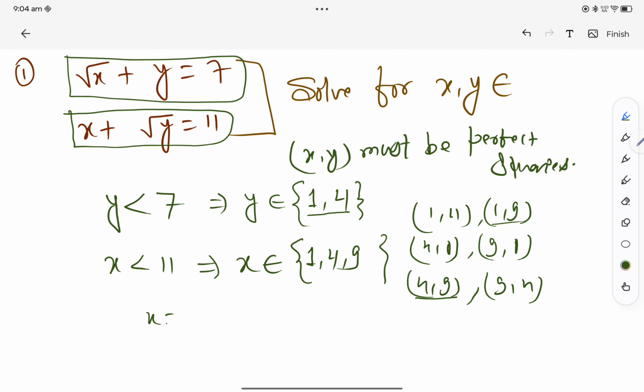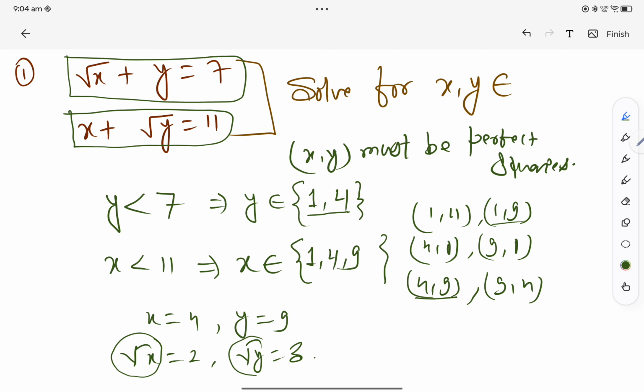When x is equal to 4, y is equal to 9, then the square root of x is equal to 2 and the square root of y is equal to 3. If you plug in the values of the square root of x and the square root of y in the original equations, you notice that these values do not satisfy these two equations.